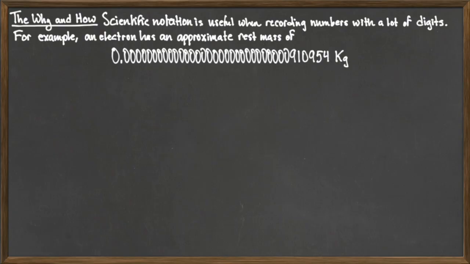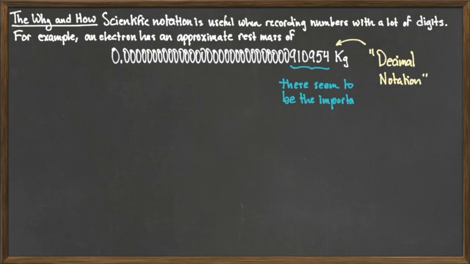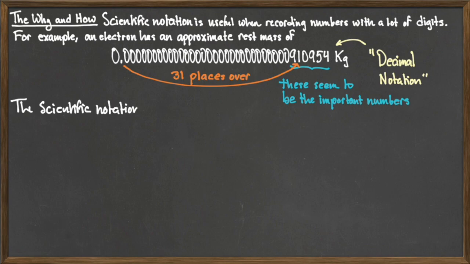This notation is known as decimal notation, where all the digits are fanned out and shown. But it seems like the numbers starting at 9, way down the line, are the important ones, but the decimal spot has to move 31 places over to even reach these values. The scientific notation of this number would be expressed as 9.10954 times 10 to the negative 31.